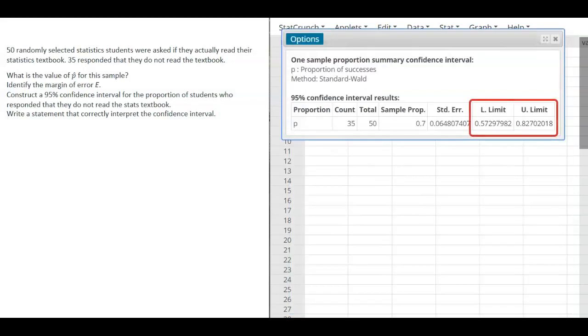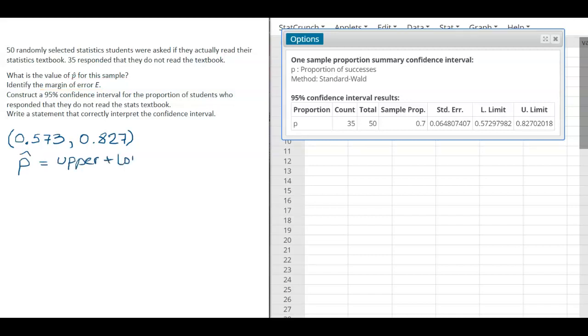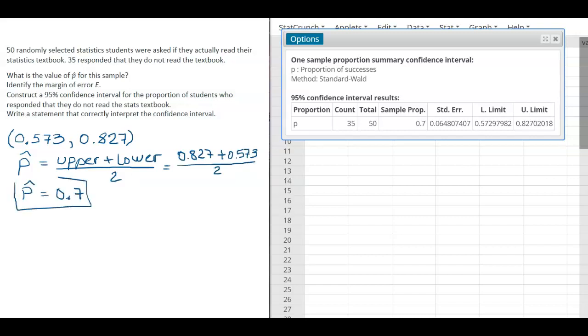Compute. Let's write down the lower limit and upper limit that we got from the StatCrunch. I'm rounding the confidence interval limits to 3 decimals. That's what usually your homework will ask as well. Once we know the confidence interval limits, we can now find the sample proportion and margin of error. The sample proportion would be the upper interval limit plus lower interval limit divided by 2, 0.7. Another way to find the sample proportion, p hat, would be using the formula x over n. x is 35 divided by 50, which will also give us 0.7.